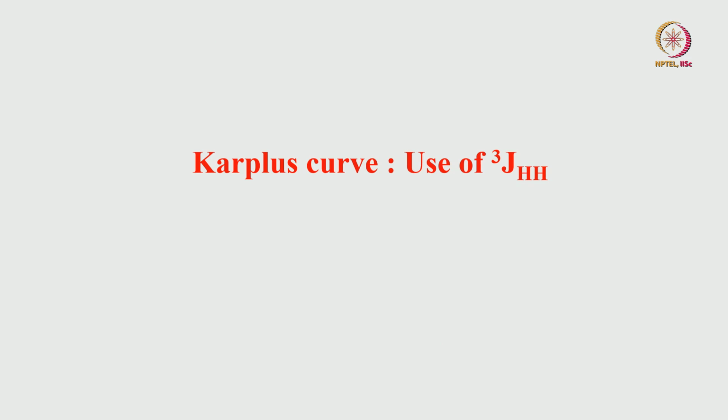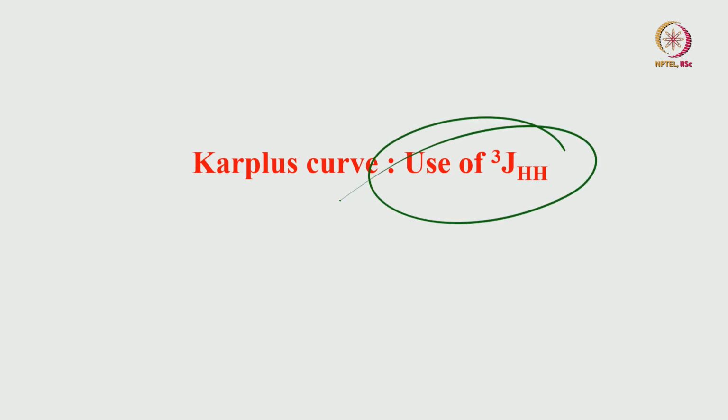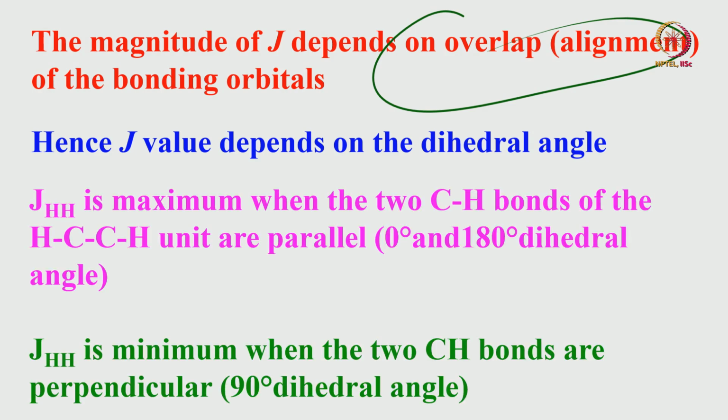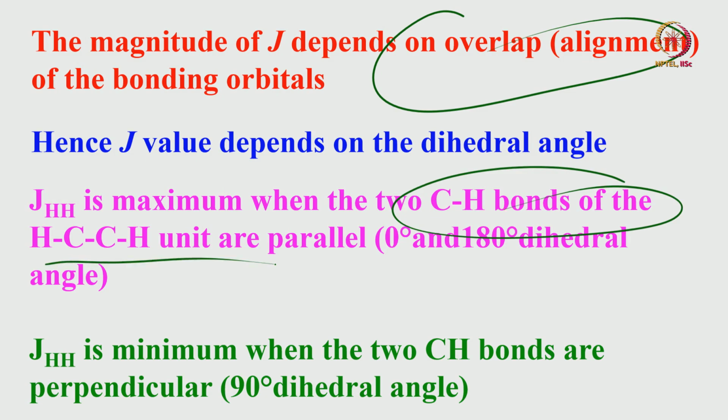I will give you something about what is called the Karplus curve. We can use a 3 bond coupling to get some information about the dihedral angle. This is a famous equation. Why does it happen? Because the magnitude of the J coupling depends upon the bond angle, the overlap of the orbitals. So that means the J value depends upon the dihedral angle. That is the conclusion. So JHH is maximum when, in an HCCH unit, the 2 CH bonds are parallel. Parallel means it is 0 degree or 180 degree dihedral angle, then J coupling is maximum. J coupling is minimum in this type of molecule, HCCH, if the dihedral angle is 90 degree. That is important, you should remember.